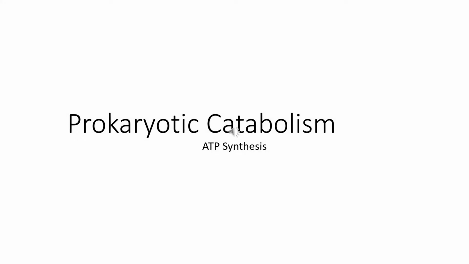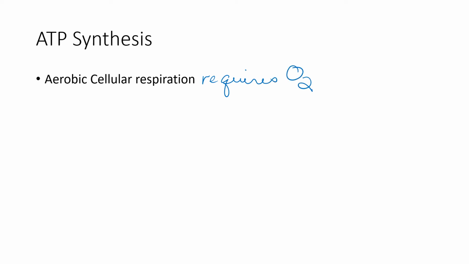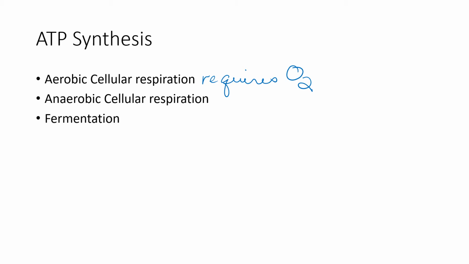Today we are going to be discussing prokaryotic catabolism, or ATP synthesis. ATP synthesis in prokaryotes can be achieved in a number of ways. We are only going to focus on 3 of them: aerobic cellular respiration, which requires the use of oxygen, and anaerobic cellular respiration and fermentation, both of which do not use oxygen.